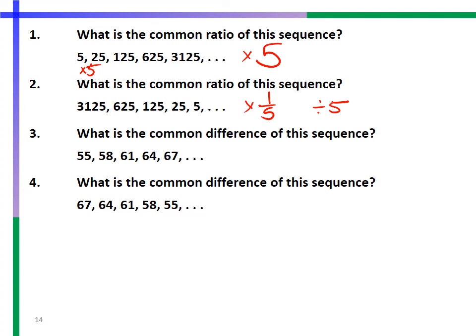What's the common difference of the sequence? So common difference is when I am adding. So I'm adding 3 to get to the next number. And the other one is I'm going to be subtracting 3. And the reason why this one works out is because subtracting 3 is the same as adding a -3, which you'll learn in 7th grade.